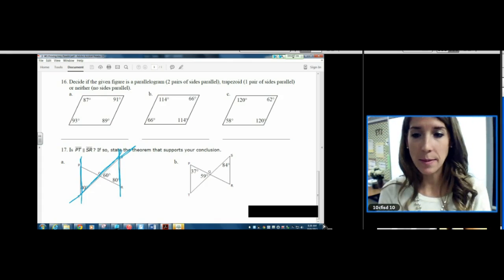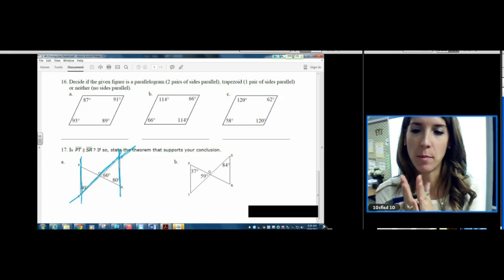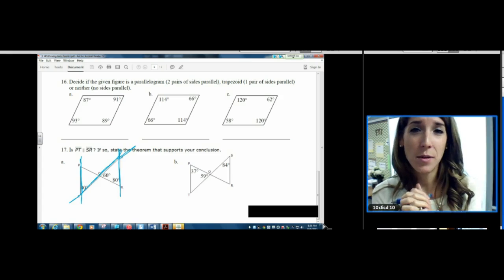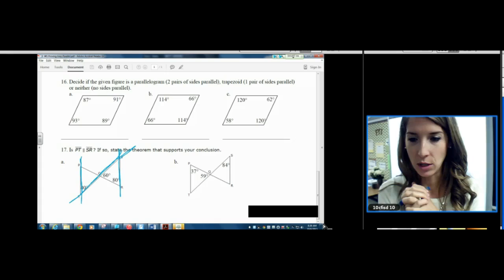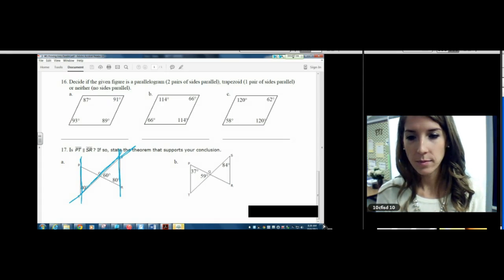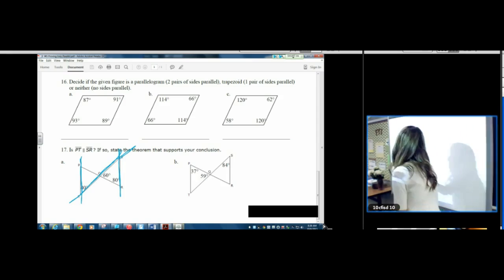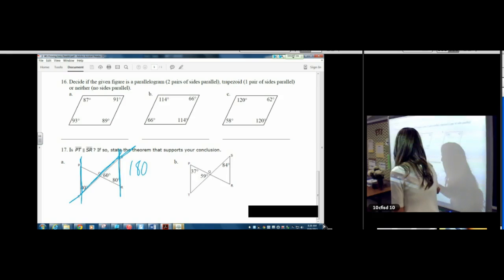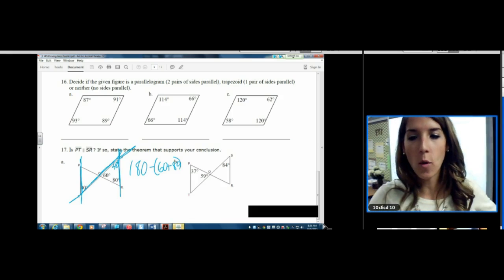I just picked one to be the transversal. I picked the one that used the 40-degree angle, so I picked that one on purpose. Now, you did need to know some extra information. You needed to know what the angles of a triangle add up to. What do the angles of a triangle add up to? 180 degrees. Good. So if you do 60 plus 80, and you subtract from 180, you're going to get 40.